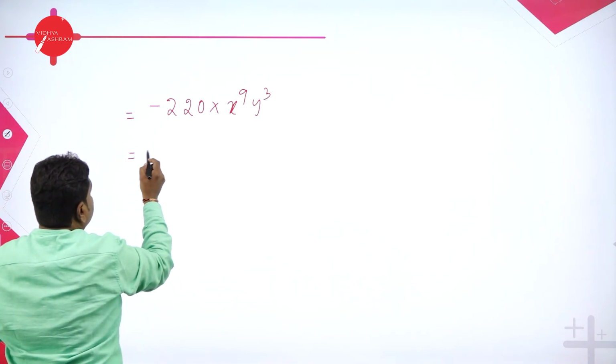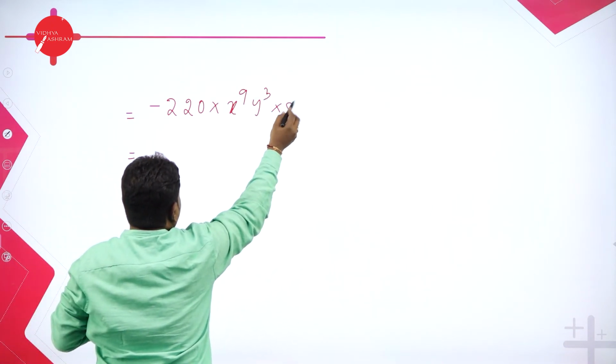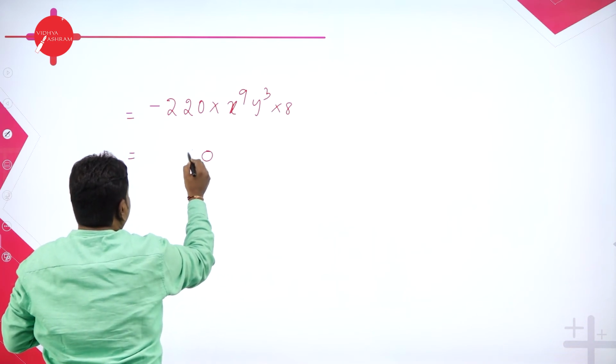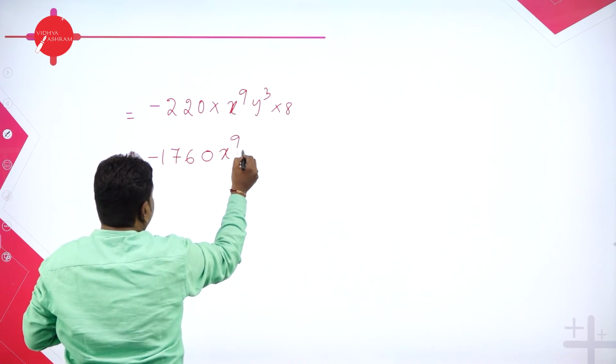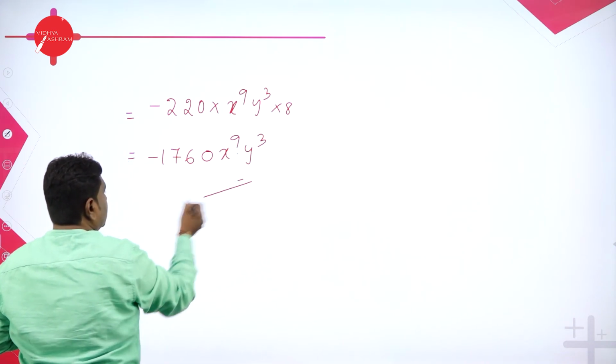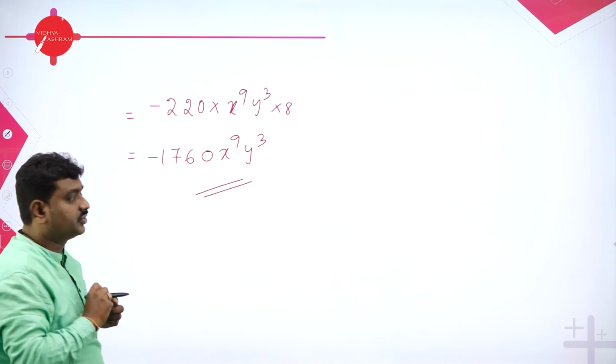So now that will become into 8. So multiply this. 8 zeros are 0, 8 2s are 16, 16 plus 1 is 17. Minus 1760 x power 9 y cube. This is the final answer. I hope all of you got this.